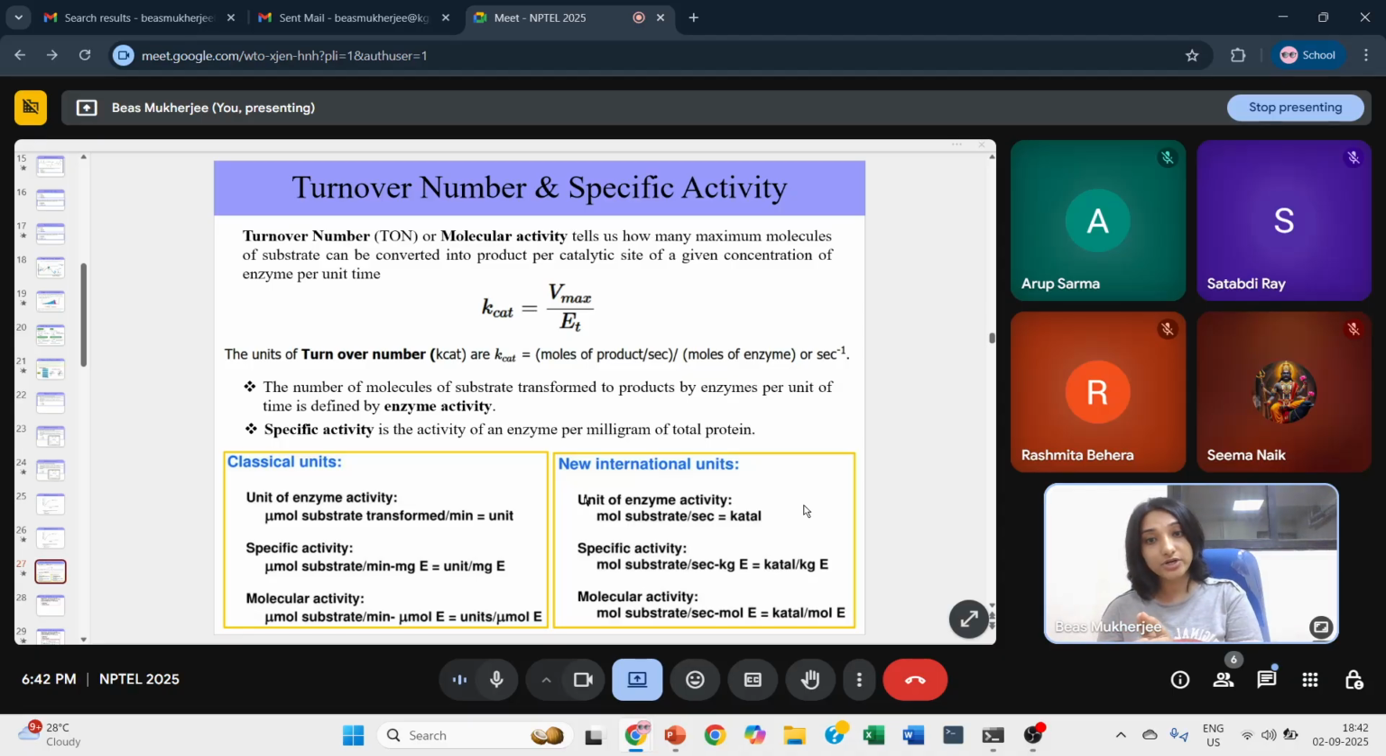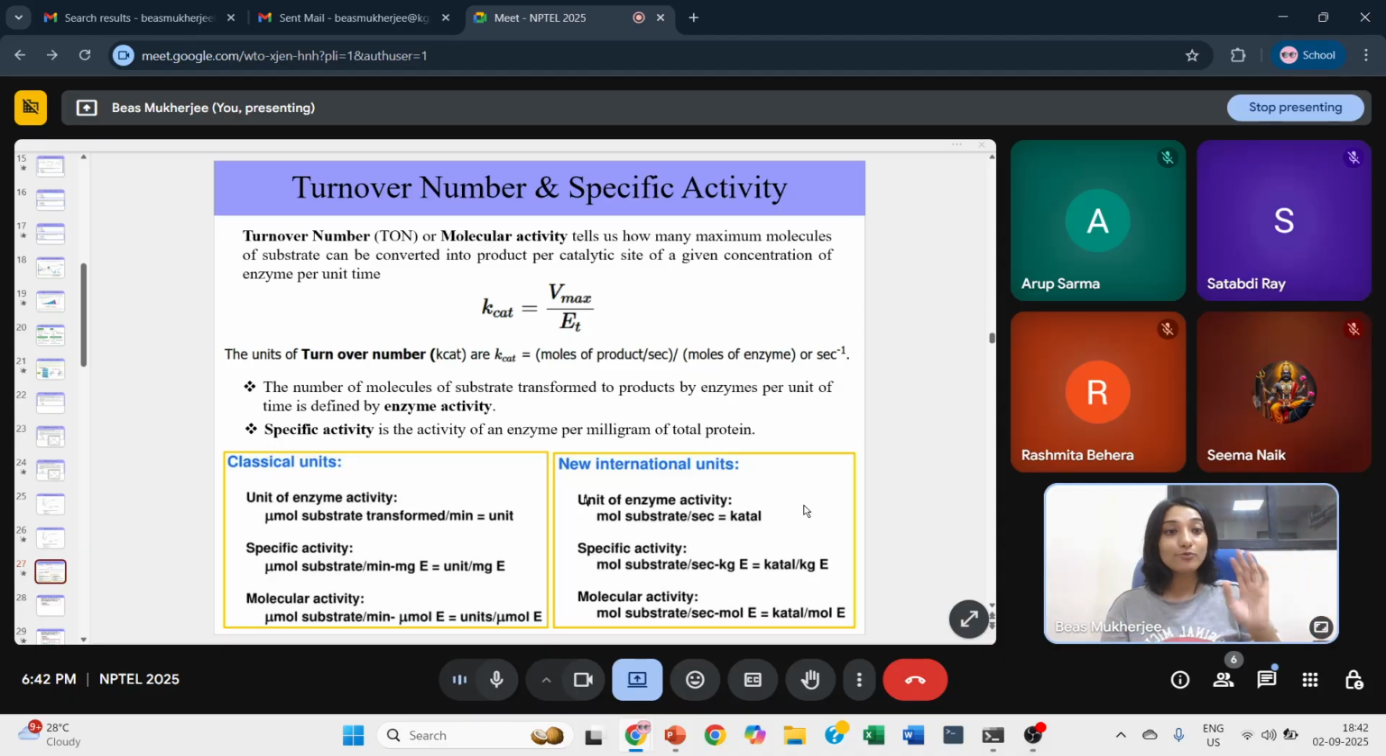Now for international unit, you have to understand the relation between these two, classical and international. Okay, so for international unit, the unit of enzyme activity is moles of substrate divided by second. So that is moles of substrate converted per second. It is shown in kat. Then there is specific activity, which is moles of substrate converted per second per kg of enzyme. That is kat per kg enzyme. Then there is molecular activity, which is moles of substrate converted per second per mole of enzyme. So that is kat per mole of enzyme.